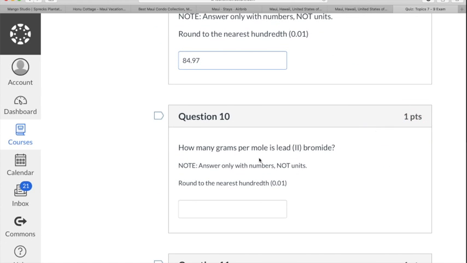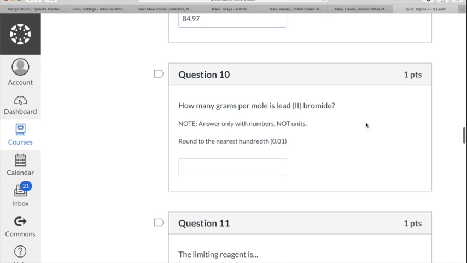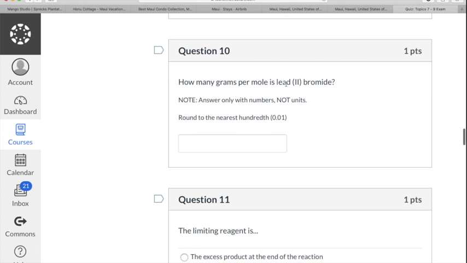Here's another fun grams per mole question. Lead 2 bromide. Remember, that tells me my charge of lead. I'll write it down right here. So Pb 2+, because it's lead 2. And then bromide. I don't remember what bromide is. Oh, duh, it's ide, so it's just bromine. Sorry, I was looking for a polyatomic ion, but it's ide, so it's just bromine.